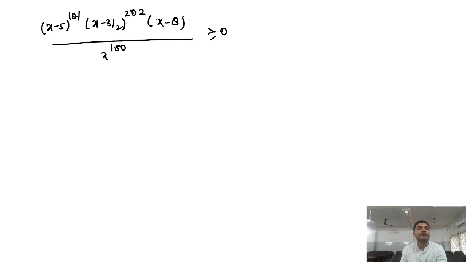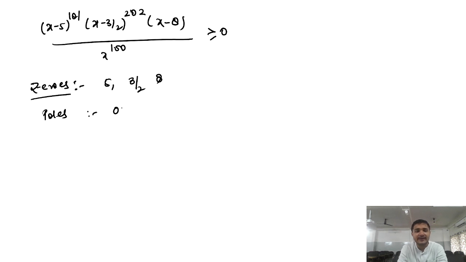Let's say this is what we have. Okay, so same steps: zeros. Look, only basic things we need to change, right? That we have already written: 5, 3 by 2, 8. From the poles we get x equal to 0, right?